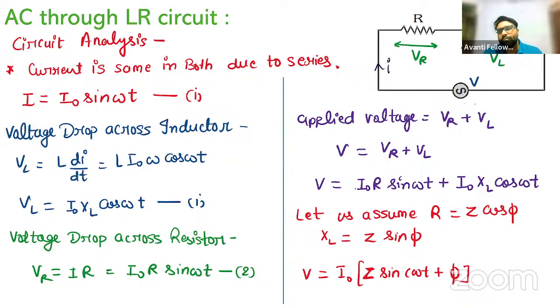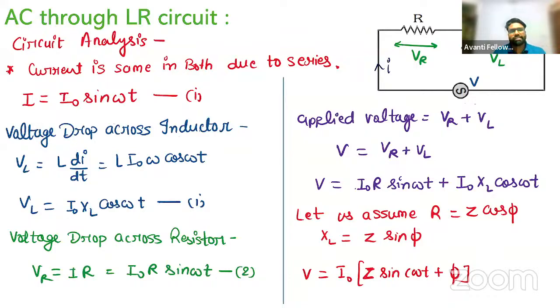And if you talk about voltage, it is leading the current with an angle of pi by 2. Look, the current is the same in both due to the series connection. So I is equal to I naught sin omega t. We have considered that.